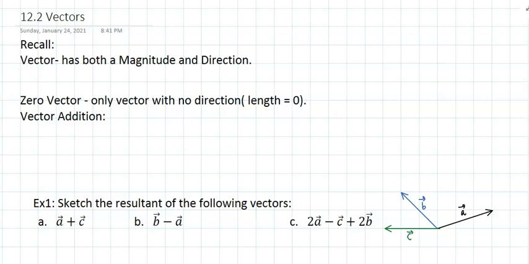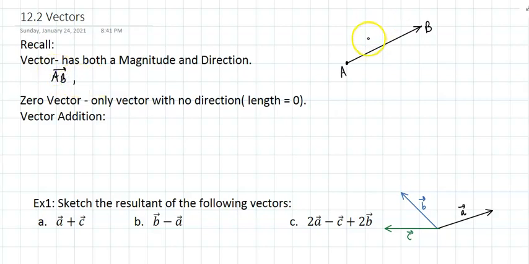Section 12.2 talks about vectors. So, recall back from the days, a vector has both a magnitude and direction. If I pick the vector, I could label this point A, this point B. I could say this vector right here is simply AB. That's one way of expressing the vector.